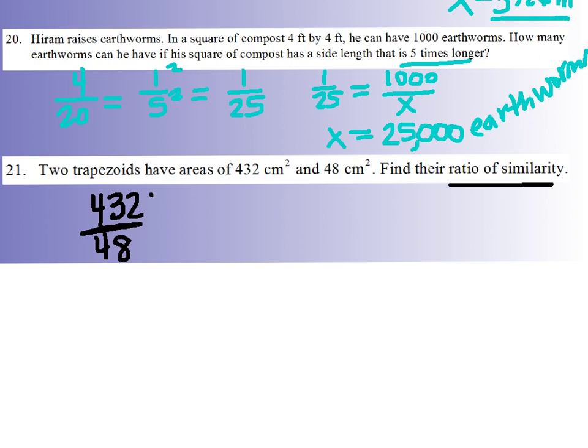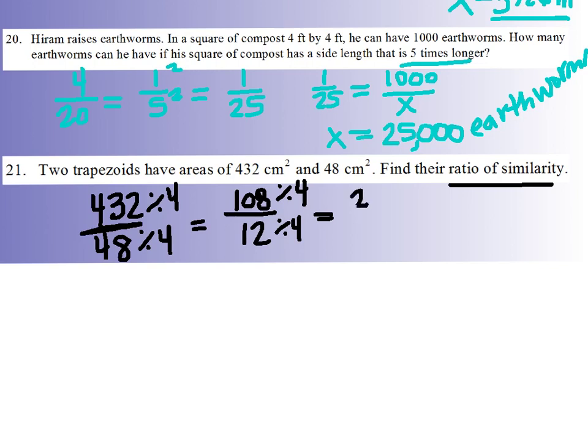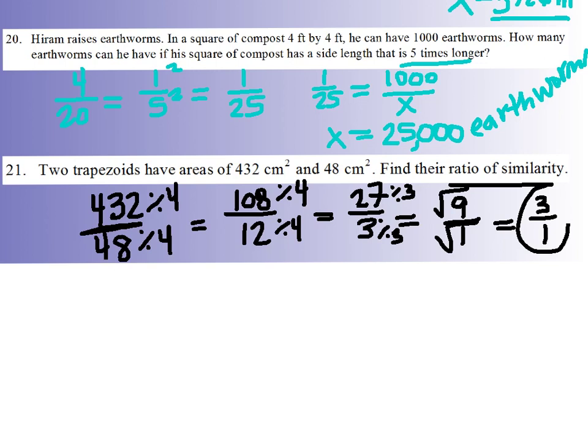Let's see, I can definitely divide the top by 4, and same with the bottom. So that's 108 over 12. And I can divide again by 4, so I get 27 over 3. And again, I could divide both of these by 3, so I get 9 over 1. Okay, so this is their area ratio. If I take the square root of both top and bottom, I would find the perimeter ratio, and I get 3 over 1. So this is their ratio of similarity.